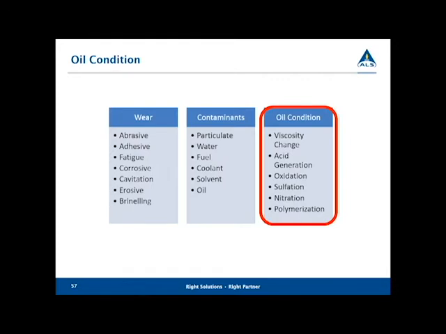Oxidation, obviously we see that in forms of sludge and so forth. Sulfation, not so much nowadays with the low sulfur fuels, but there is still sulfur in some products, and that can bring about sulfation, which is a form of oxidation. And nitration, it's in the same family. It usually has to do with thermal management as well, and creating nitric acids. And all these things bring about what's called polymerization, which is taking these molecules and assembling them into huge macromolecules. Sludge is a form of polymerization.